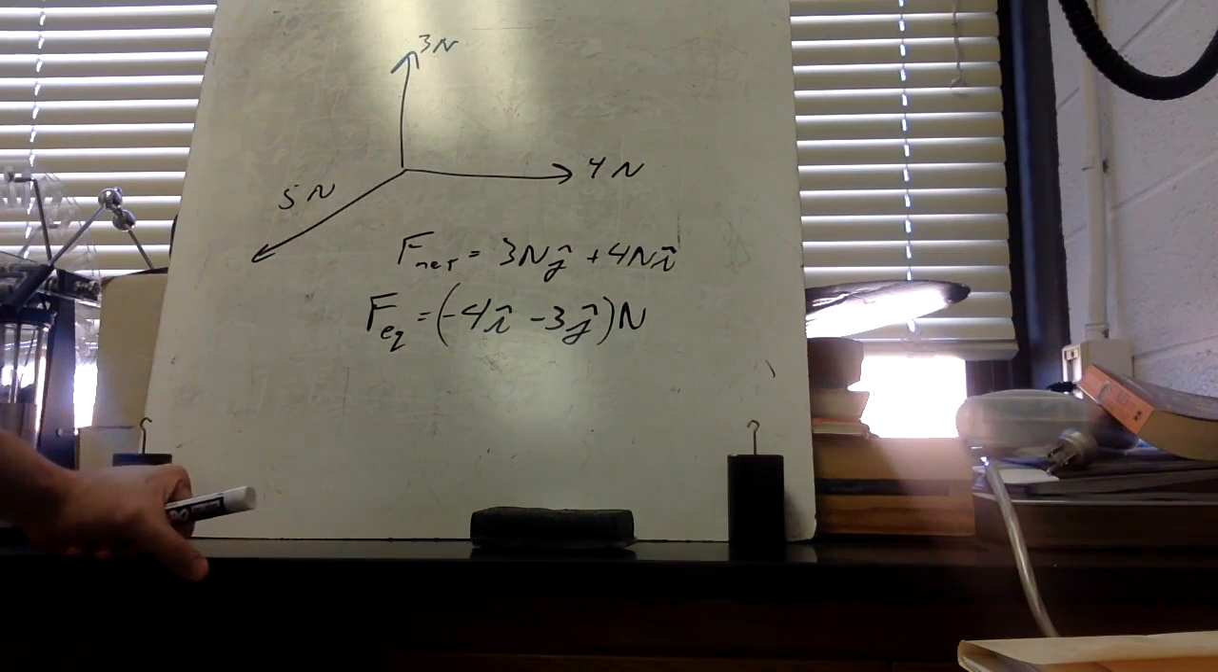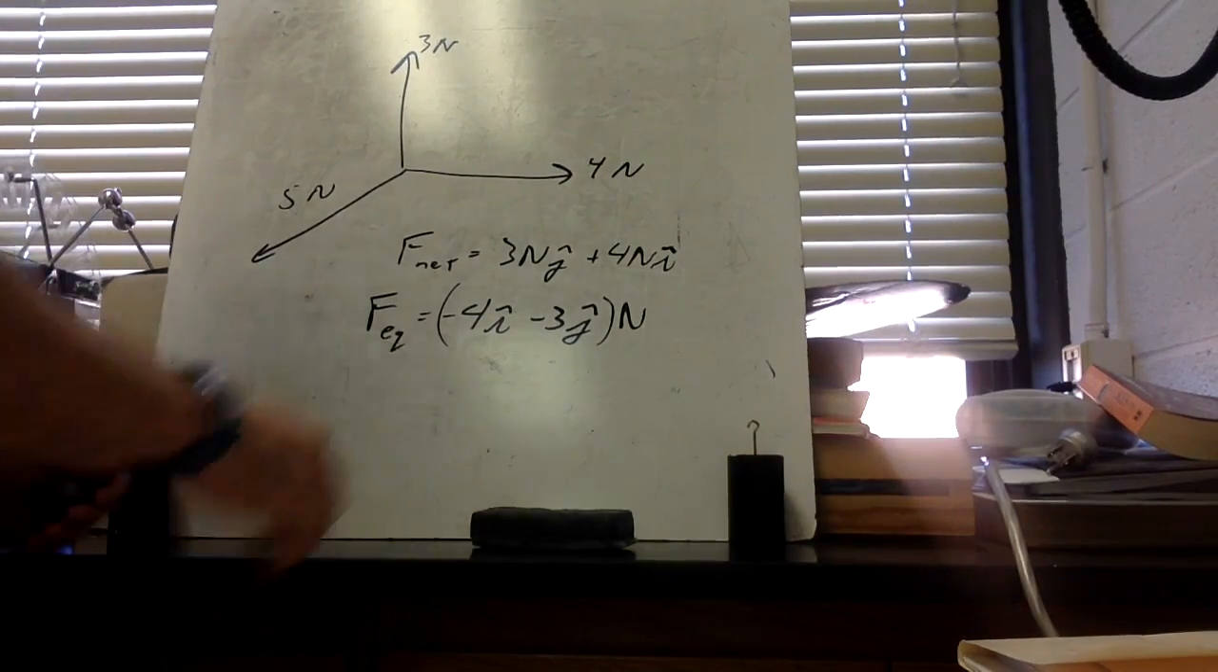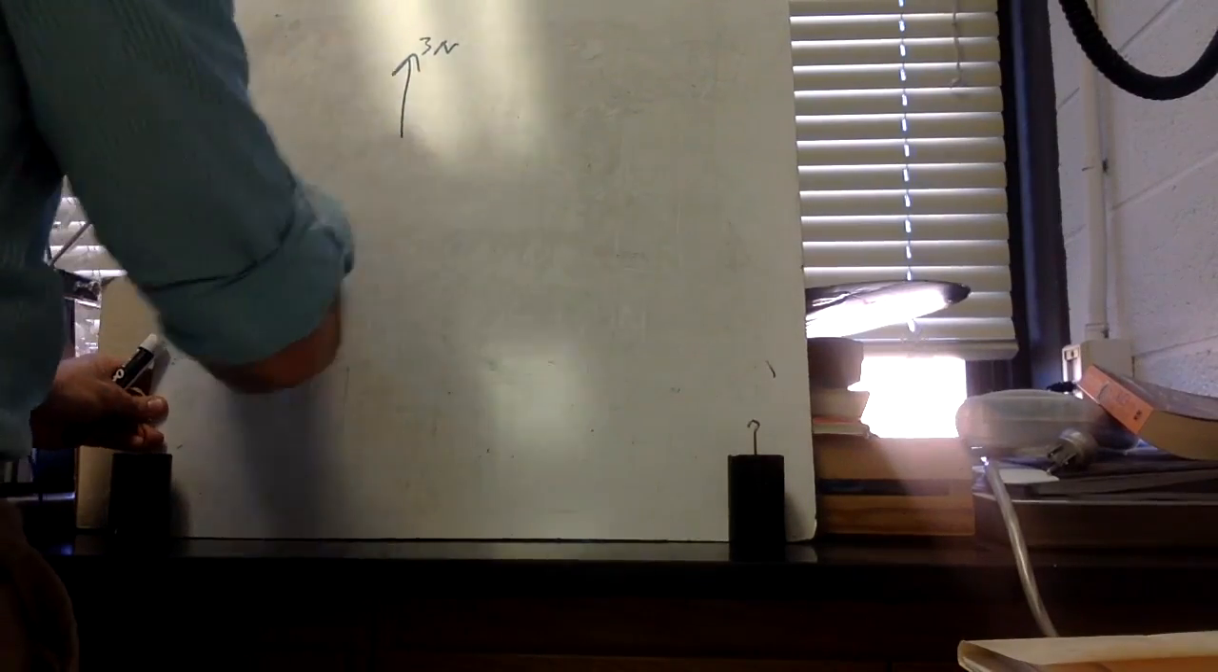So example 1 now: the same force acting on two bodies, m1 and m2, in a frictionless environment, producing accelerations of a1 and a2 respectively. Find a2 as a function of a1. This will be pretty simple. So what do I have here?